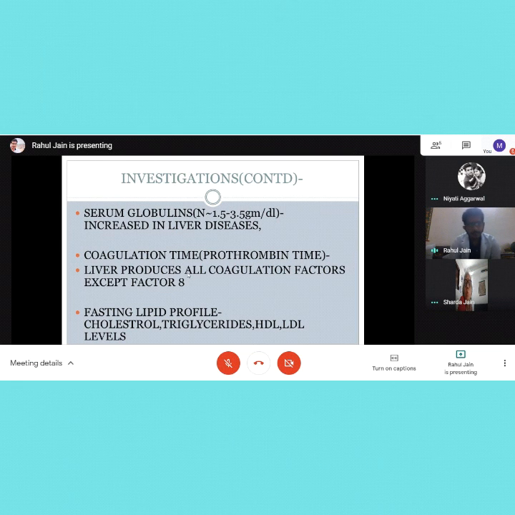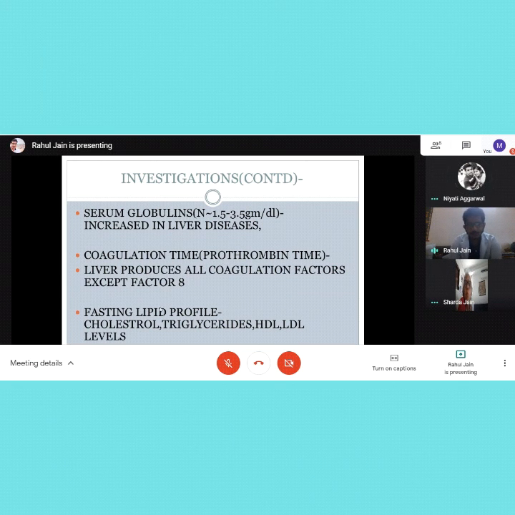If we see APTT and PT, APTT will rise when there is a factor 8 deficiency, but PT will rise when there is liver function abnormality. So PT will check for coagulation time and for liver function.